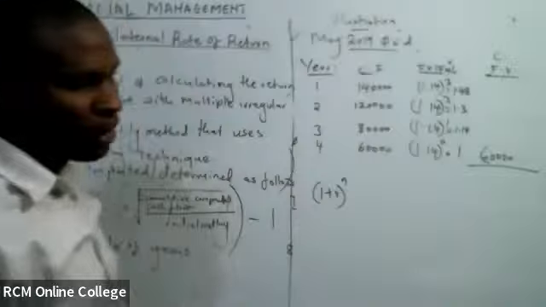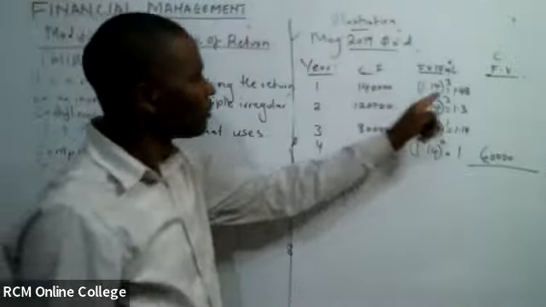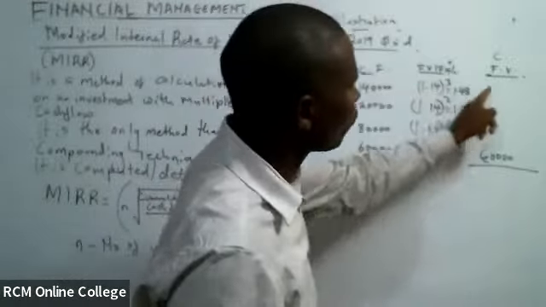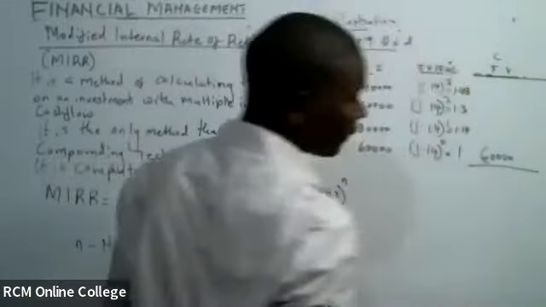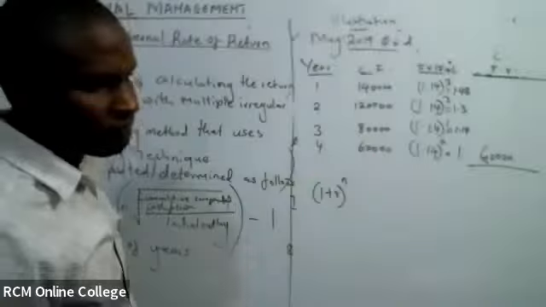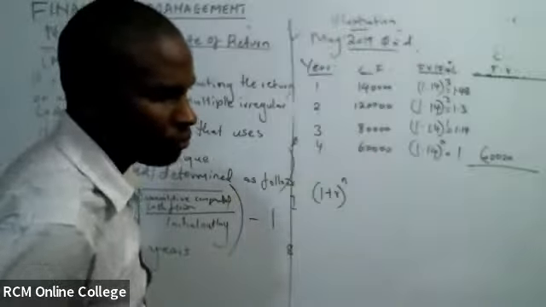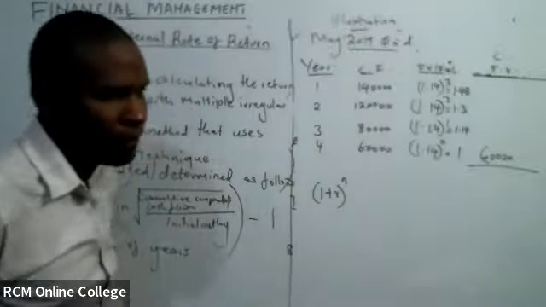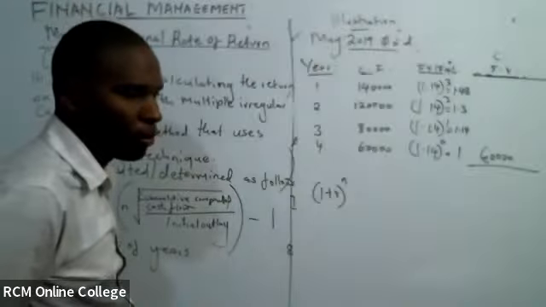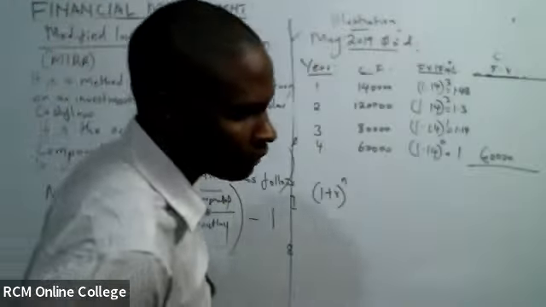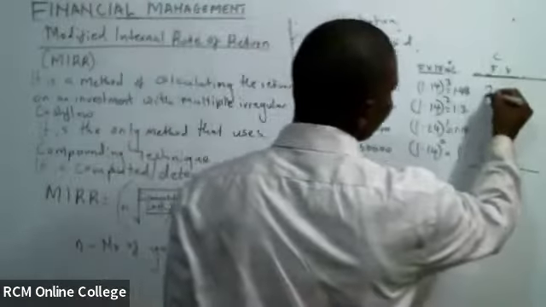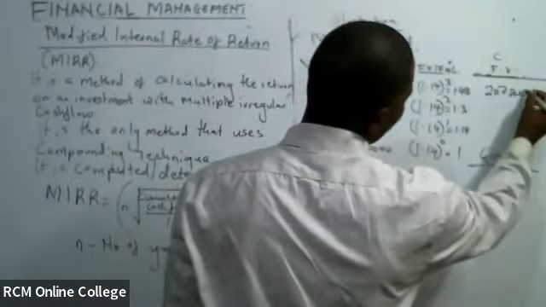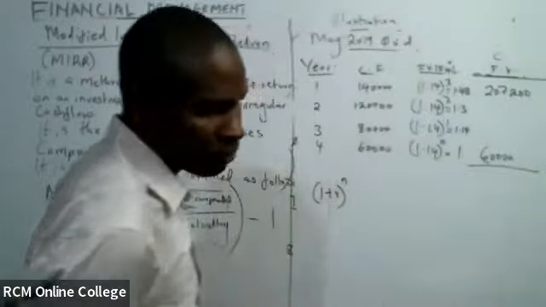Okay, multiply now. This times this. 140 times 1.48, how much do we get? Let's deal with whole numbers, even if there are decimals later. It is 207,200.